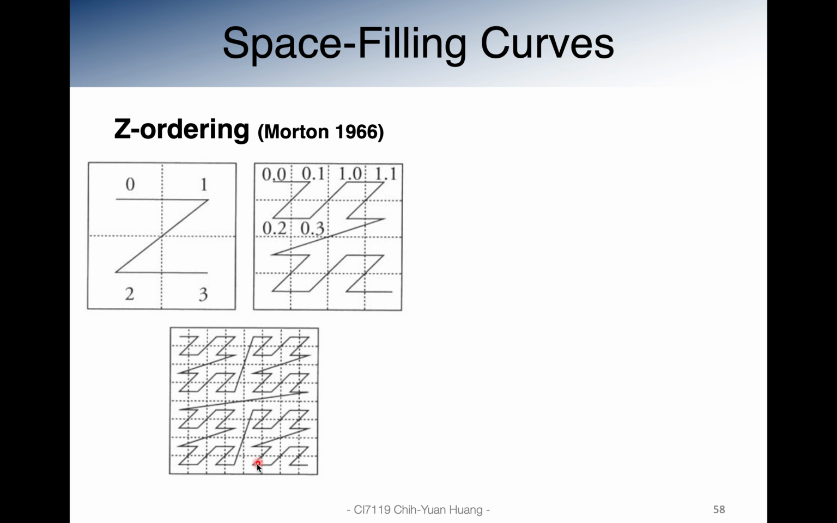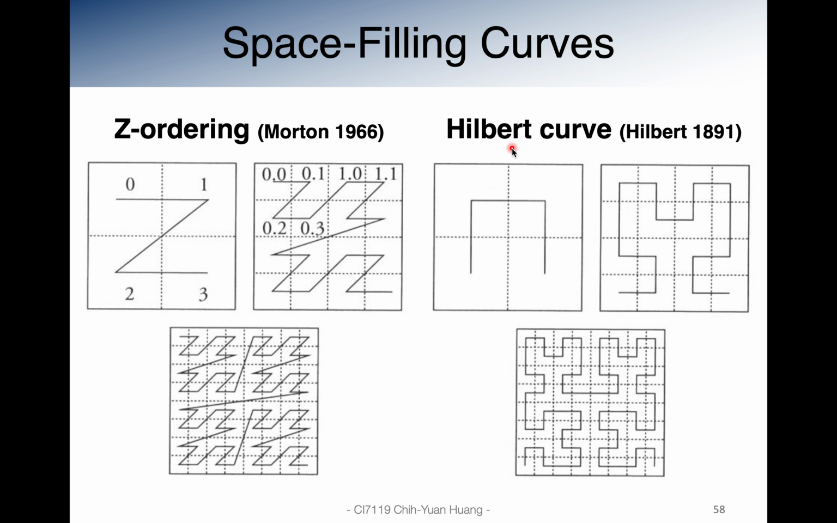So this order converts the two-dimensional grid into a certain one-dimensional order, and that order looks like a Z shape. So it's called Z ordering. And the other famous space filling curve is called the Hilbert curve. It was proposed in 1891.